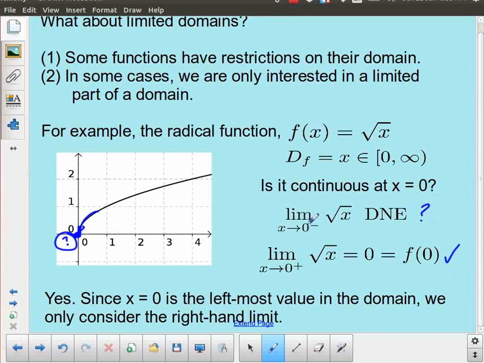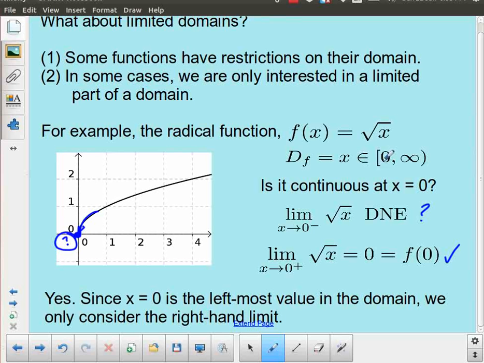Because this value to the left of 0 is not even part of the domain, when we talk about continuity, we're generally talking about values that are in the domain of the function itself. Now this raises all sorts of questions. Well, what about holes? Because holes aren't part of the domain. Those are restrictions, etc. So I'm going to ask you to think about this just in terms of limits to the edges of the domain.